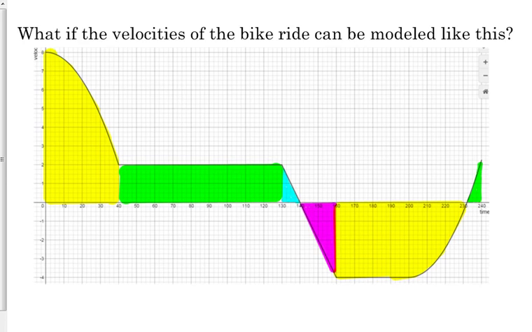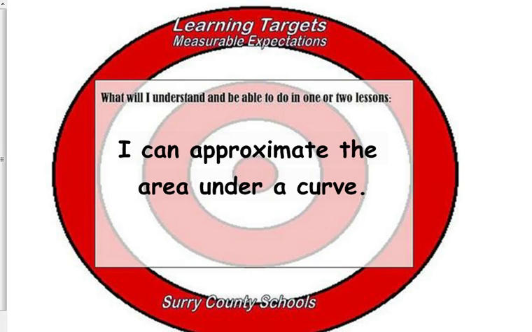Now, these three pieces in the middle are pretty easy. The green piece, the teal piece, and the purple piece, those are easy, because it's a rectangle, another triangle, and another triangle. But these other three pieces, the one at the beginning and the two at the end, have a curve to them. And they're not circles. They're not something that we can just use a geometric formula to calculate the area. So we're going to look at how we can calculate those.